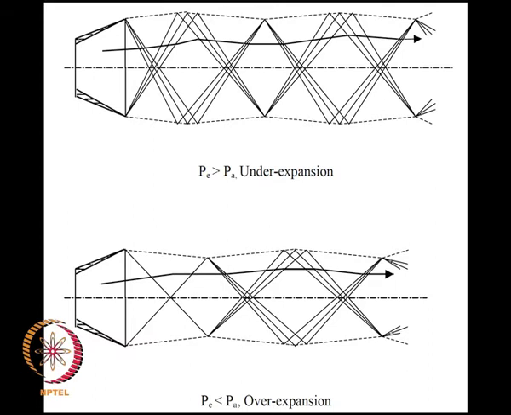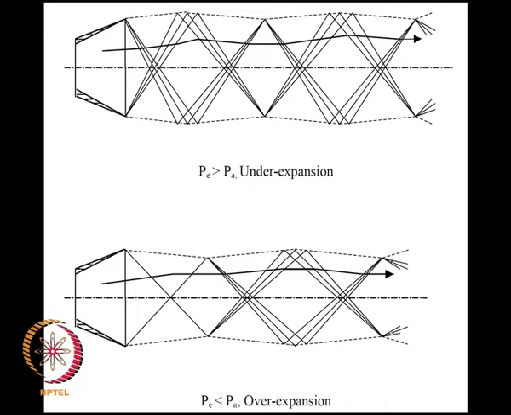If you see the first figure here, this is when PE is greater than PA. Therefore you will have expansion fans, and the flow will process itself through these expansion fans. When these expansion fans hit the jet boundary, they will get reflected as compression waves. These are Mach waves, and they will be reflected as compression waves, which will again get reflected from the free jet boundary as expansion fans. So it will go through a series of expansion fans and compression waves and process itself, and finally it will equilibrate with the surrounding pressure.